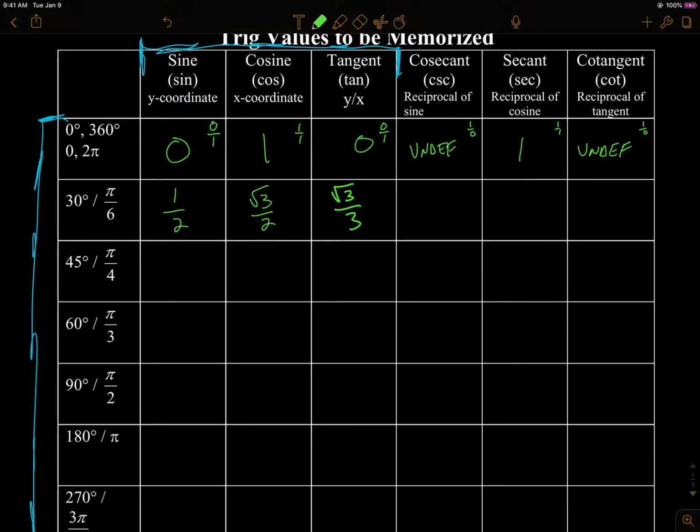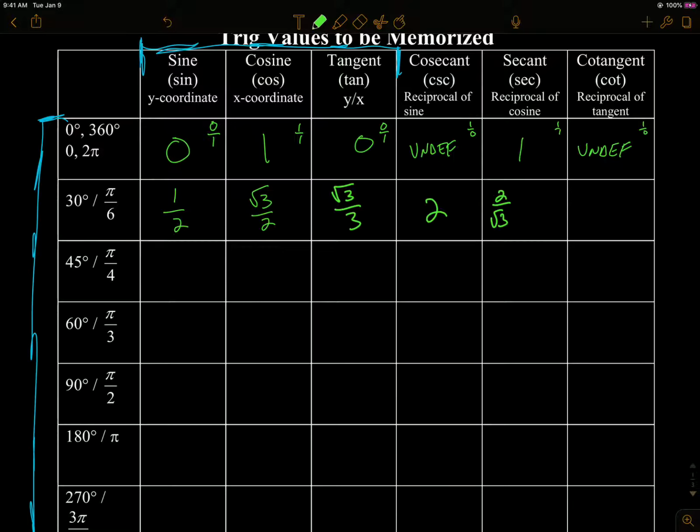Now doing the reciprocals, cosecant is the reciprocal of sine. So if I flip 1/2, I get 2. Secant is the reciprocal of cosine, so I'm going to get 2 over root 3. But again, I can't have a root in the denominator.